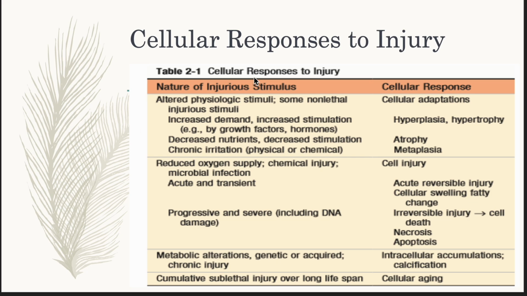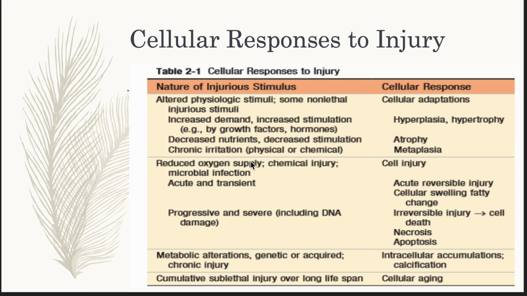Okay? So, for example, your altered physiologic stimuli, some non-lethal injury stimuli, will lead to cellular adaptations. We will discuss all of these later. So, when demand increases, like when your customers demand more of your goods, you increase your supply. So, you have hyperplasia, an increase in production, or hypertrophy, enlargement. If there is decreased demand, there is little stimulation, meaning it is not needed, so it will atrophy. With chronic irritation, it will adapt. These four are very important. If you know these four terms, which we will discuss later, you will not lose them in GenPath, okay?